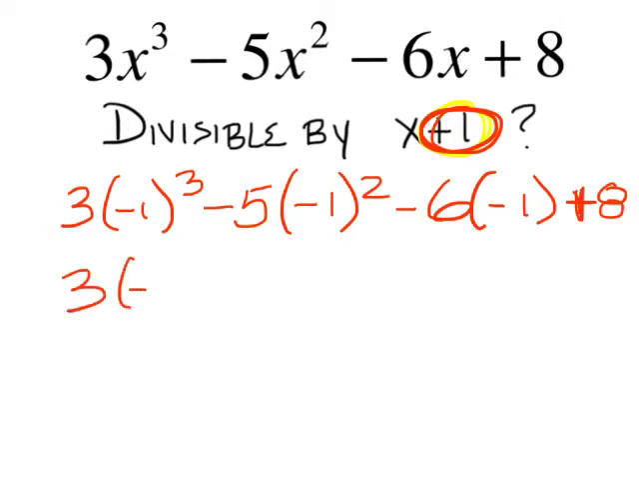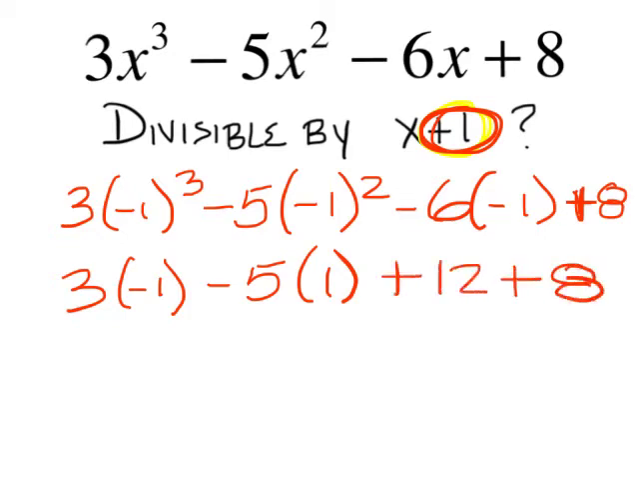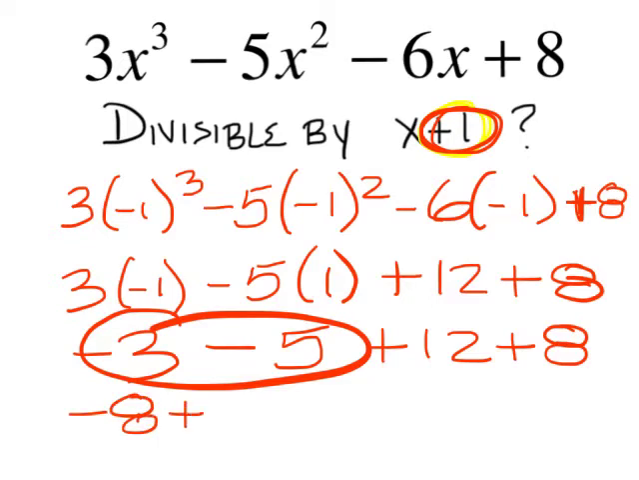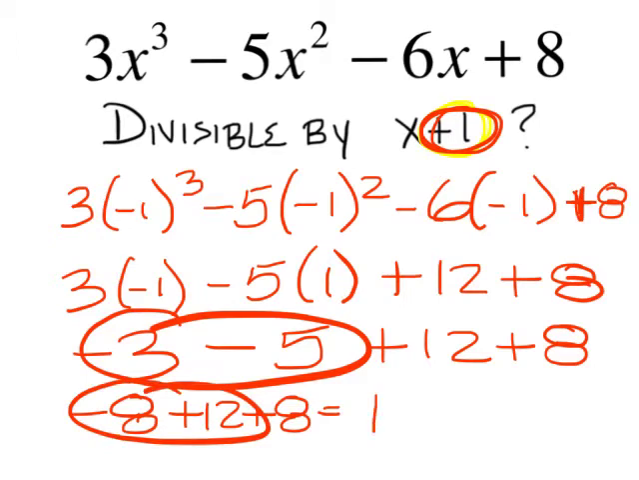Negative 1 to the third is negative 1, and negative 1 squared is 1. Minus 6 times a negative 1 is plus 12, and then you have plus 8. Go back and simplify again to get negative 3 minus 5 plus 12 plus 8, and this will be a negative 8 plus 12 plus 8, and then negative 8 plus 12 is 4, plus 8 is 12. So we evaluated the whole expression with negative 1.